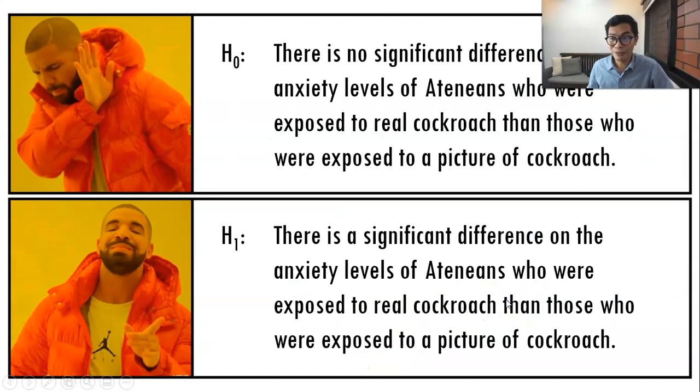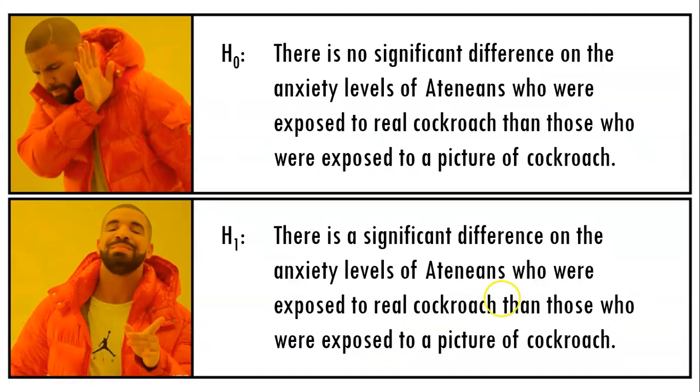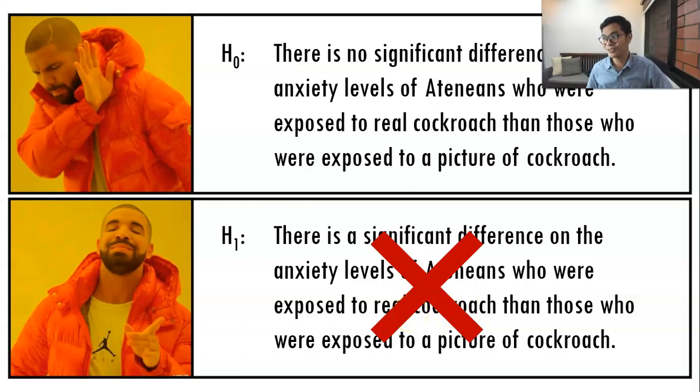So what we will do now with our hypotheses is accept our null hypothesis that there's no significant difference in the anxiety levels of Athenians who were exposed to real cockroach and those who were exposed to a picture of cockroach. As simple as that. Just imagine the effect of cockroach on Athenians' level of anxiety. If that's established, whether it's just a picture or a real cockroach, then their level of anxiety is not different. I think that speaks about Athenians in reality.